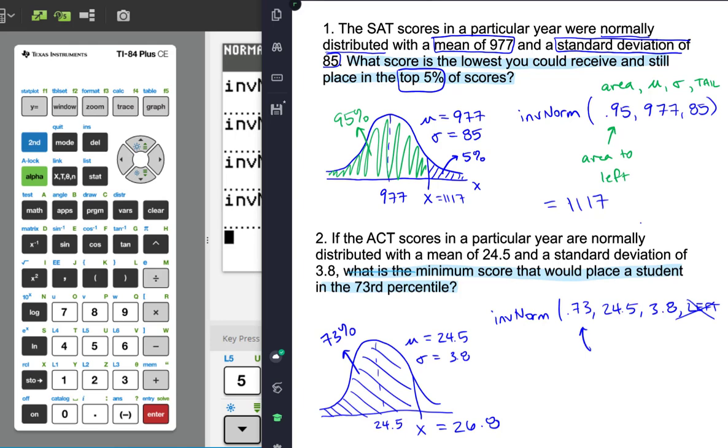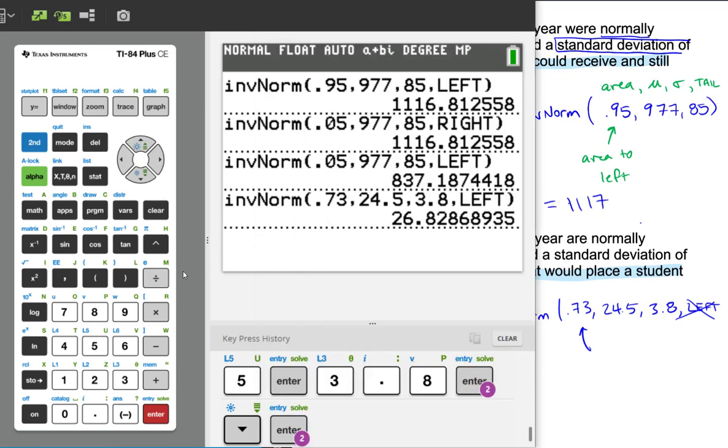And one thing you can do is just try and estimate what the value should be. So if you want to be in the top 5%, the answer should be bigger than the mean. And the two answers you get is 1117 and 837. This one's bigger than the mean, this one's smaller than the mean, so that kind of rules this possibility out. And that's all.